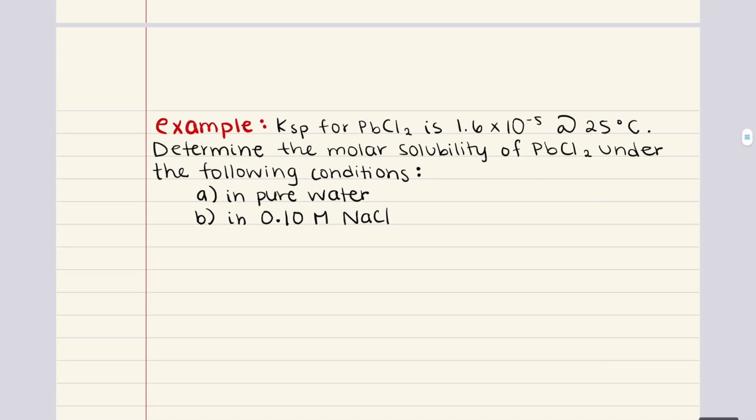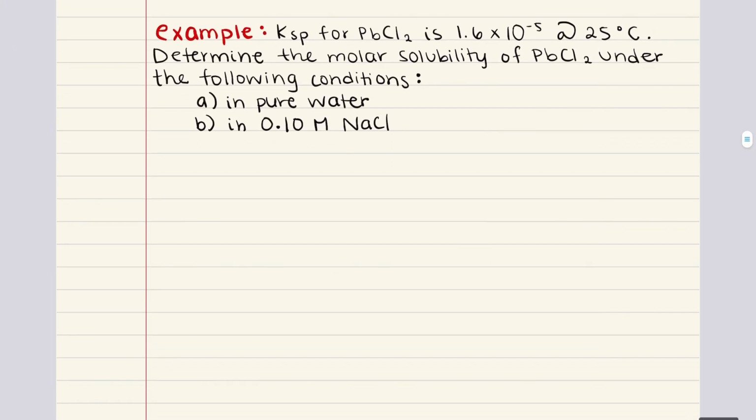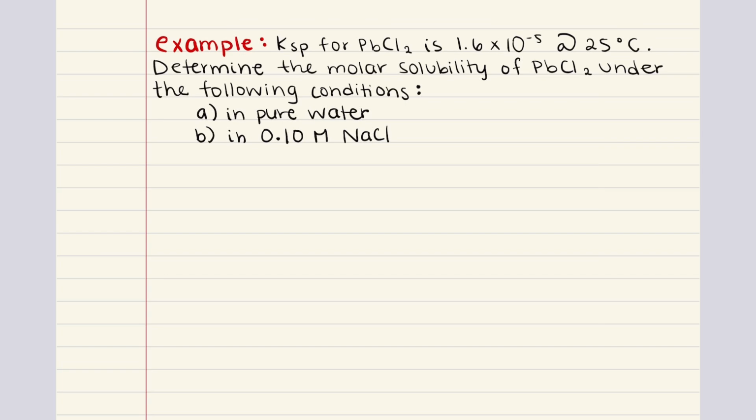Let's go ahead, though, and tackle a practice problem. This problem says the Ksp for lead(II) chloride is 1.6 times 10 to the negative 5 at 25 degrees Celsius. Determine the molar solubility of lead(II) chloride under the following conditions: A, in pure water, and B, in 0.1 molar sodium chloride. Now, before we tackle parts A and B, let's go ahead and write the reaction.